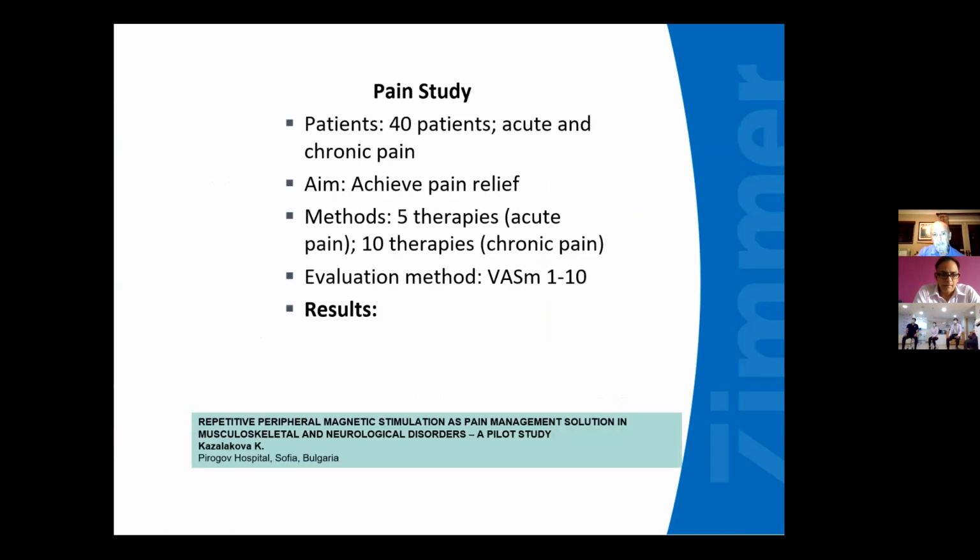Study. This one came out of Bulgaria, the hospital there in Prigorov. 40 patients, acute and chronic. Our goal, achieve pain relief. On the acute, 5 different therapies were utilized. On the chronic, 10 different therapies. Everything was based off of our VAS 1 to 10 pain scale. In this pilot study, patients began at a 7 and ended at a 1, an 87% improvement described in pain relief.